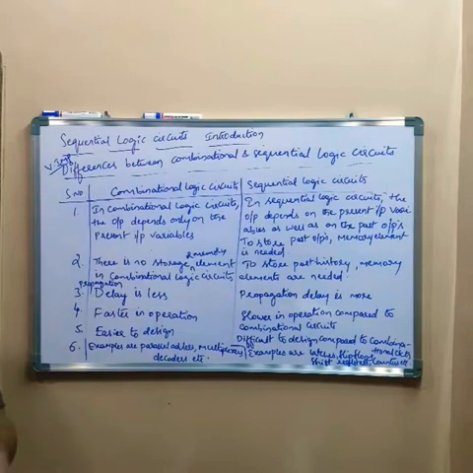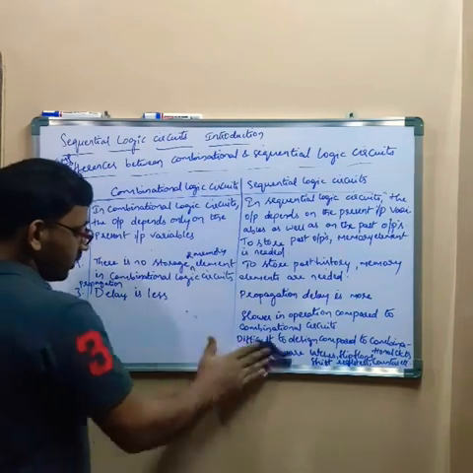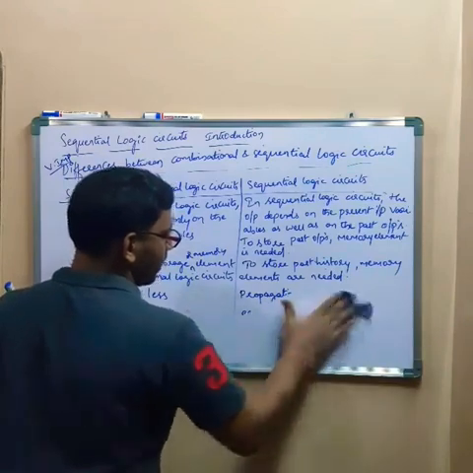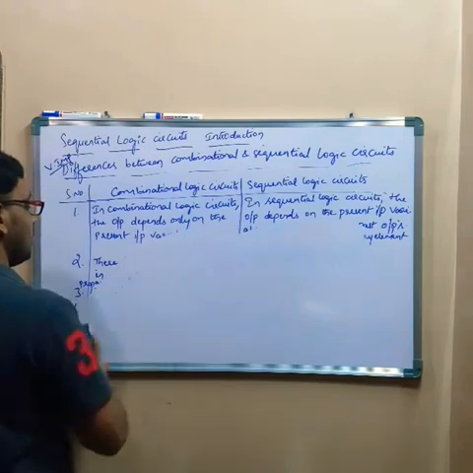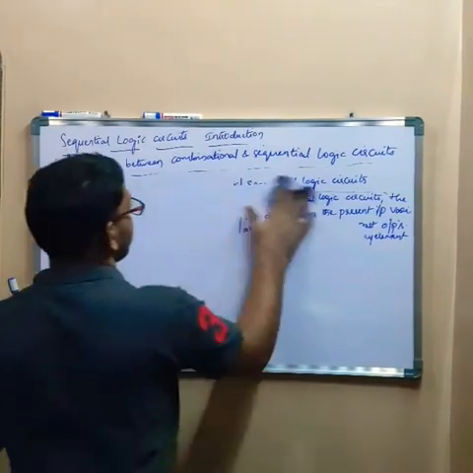Let us see what types of sequential logic circuits we have. There are two types of sequential logic circuits. One is synchronous, the second one is asynchronous. What is meant by synchronous sequential logic circuit and what is meant by asynchronous sequential logic circuit?